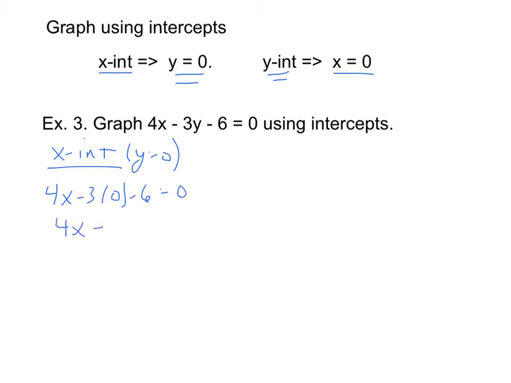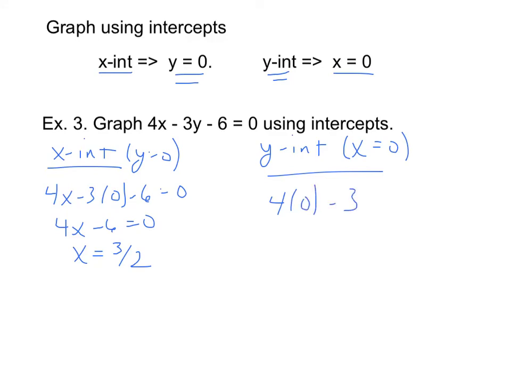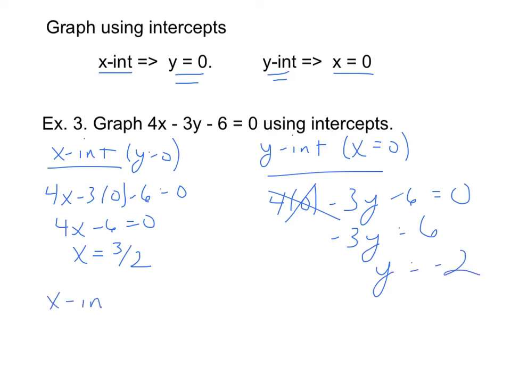So we'd have 4x minus 6 is 0, so x is going to be 3 halves. To find the y-intercept, that means that the x portion is going to be 0. So 4 times 0 minus 3y minus 6 is 0, so that term's gone. And we'd have negative 3y equals 6, so y is going to be negative 2. So we know that our x-intercept is going to be at (3 halves, 0). Our y-intercept is going to be at (0, negative 2).